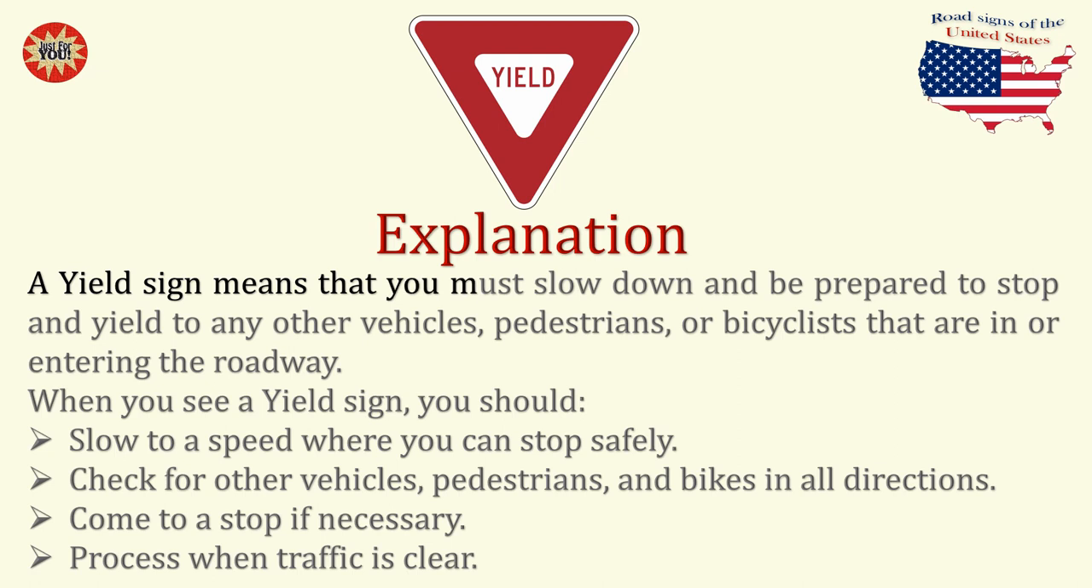Explanation. A yield sign means that you must slow down and be prepared to stop and yield to any other vehicles, pedestrians, or bicyclists that are in or entering the roadway. When you see a yield sign, you should slow to a speed where you can stop safely. Check for other vehicles, pedestrians, and bikes in all directions. Come to a stop if necessary. Proceed when traffic is clear.